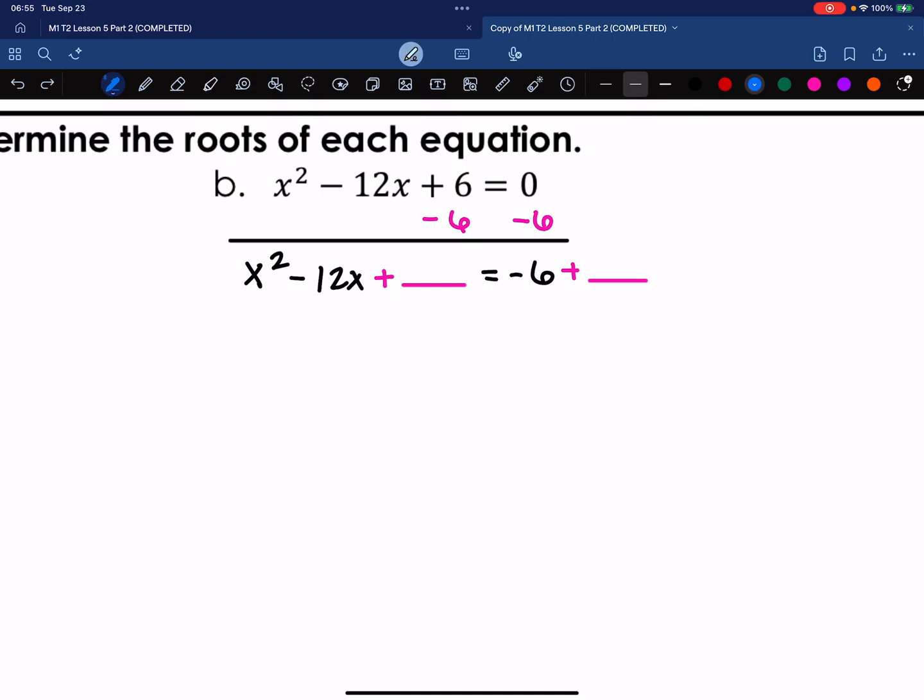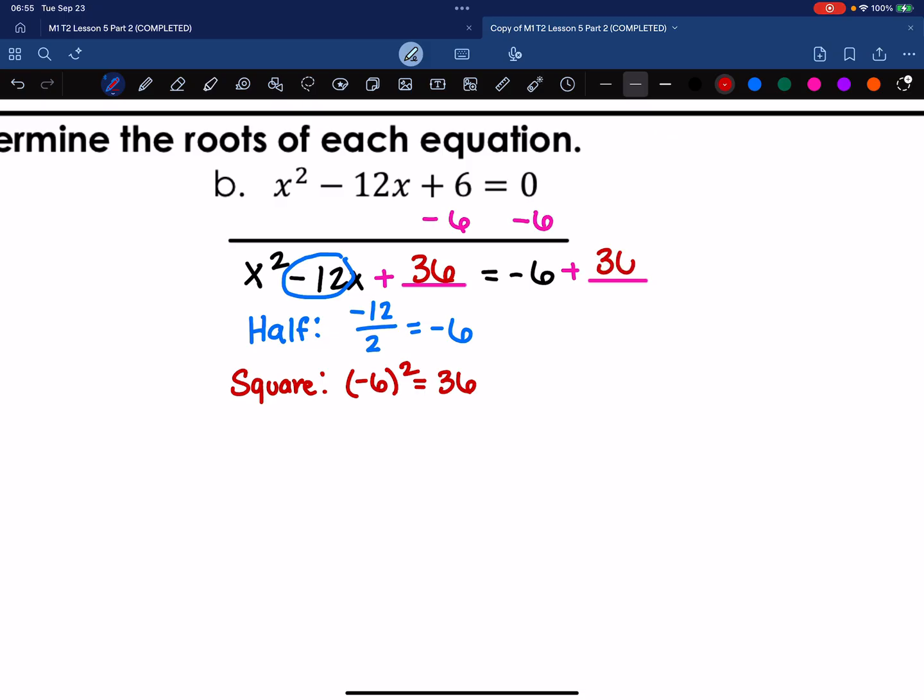And so we get, we add in our spaces, then we go ahead and take this middle term and we half it. So that would be negative 12 divided by 2, which is a negative 6. After you half it, you square it. So we're going to take negative 6 squared, which is 36. So we get a 36 here, a 36 here.